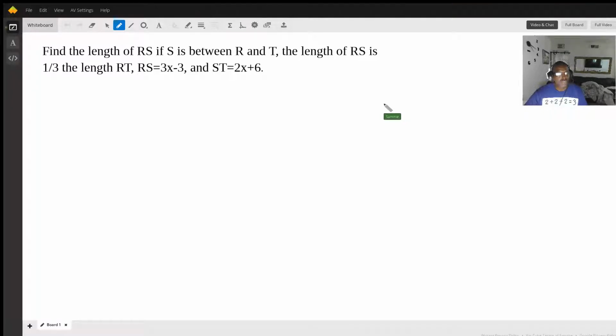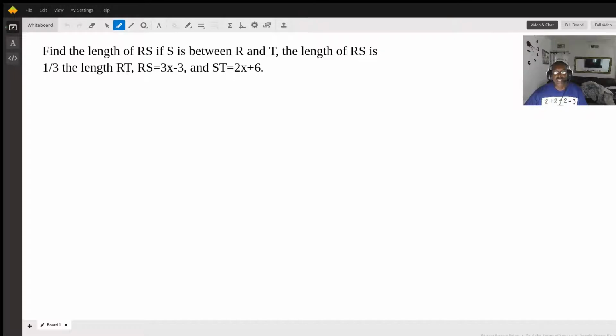Okay, the student wants to know, I want to find the length of RS if S is between R and T. The length of RS is 1/3 the length of RT. RS equals 3x minus 3 and ST equals 2x plus 6. So let's take a look at it.